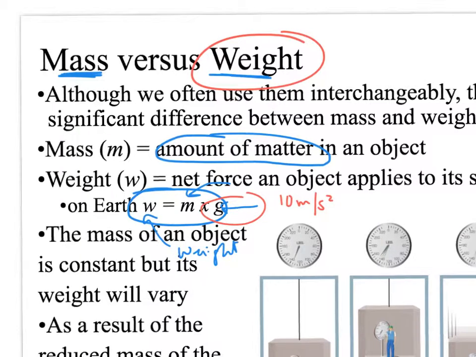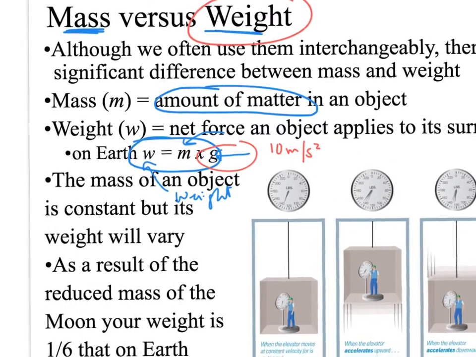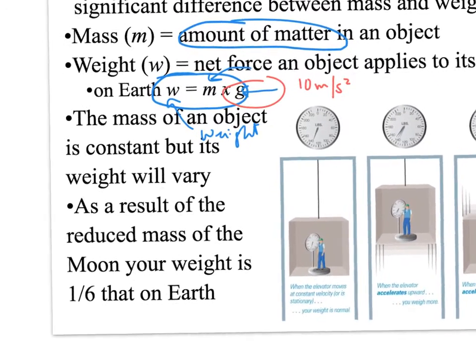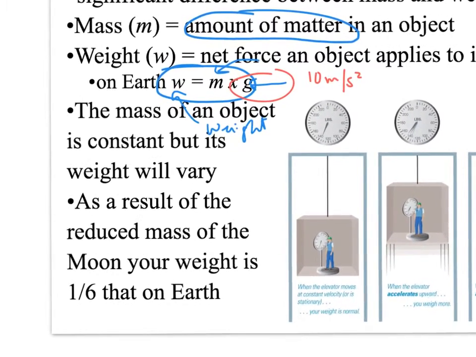Put another way, if you were to go on the moon, your mass would be the same, but your weight would be different. On the moon, it has a different g. Okay, this is different for on the moon. So that's how that works.